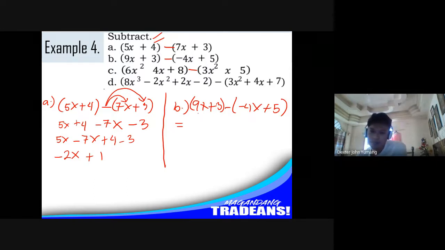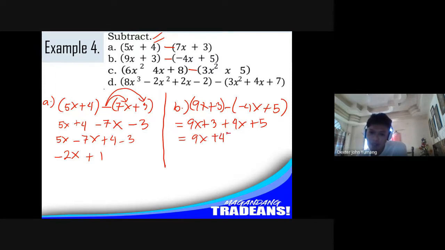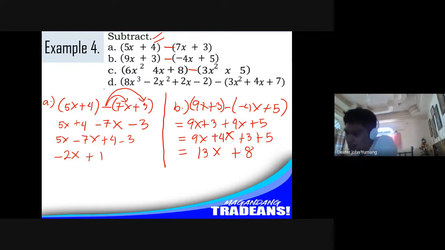Okay, for letter B naman po, we have to bring down 9x plus 3. Okay, ibig sabihin ng negative dito, baliktarin daw natin ang sign ng nasa loob. So negative 4x magiging plus 4x na siya. Yung positive 5 magiging plus 5 na siya. Okay, hanapin natin yung kapareho ni 9x, that is 4x. Hanapin natin ang kapareho ni 3, that is 5. Then we are going to add 9 plus 4, that is 13. Then copy their variable. Then 3 plus 5, that is 8. So, same ba tayo ng answer? So, 13x plus 8 po ang sagot. Okay, please copy, then type done on the chat box.